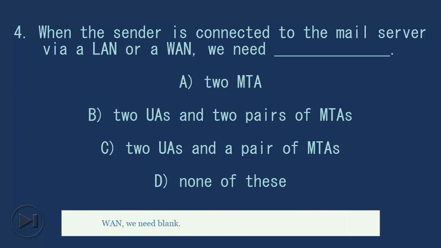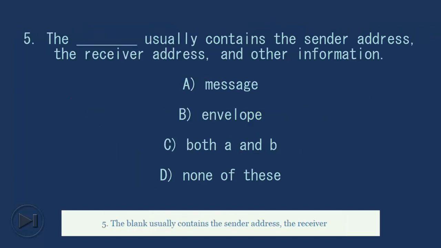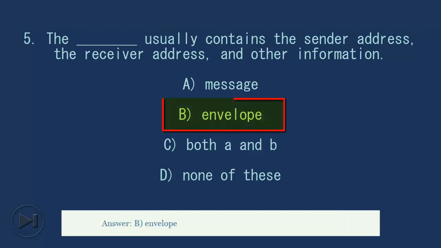4. When the sender is connected to the mail server via a LAN or a WAN, we need blank. A. 2 MTAs. B. 2 UAs and 2 pairs of MTAs. C. 2 UAs and a pair of MTAs. D. None of these. Answer, B. 2 UAs and 2 pairs of MTAs. 5. The blank usually contains the sender address, the receiver address, and other information. A. Message. B. Envelope. C. Both A and B. D. None of these. Answer, B.